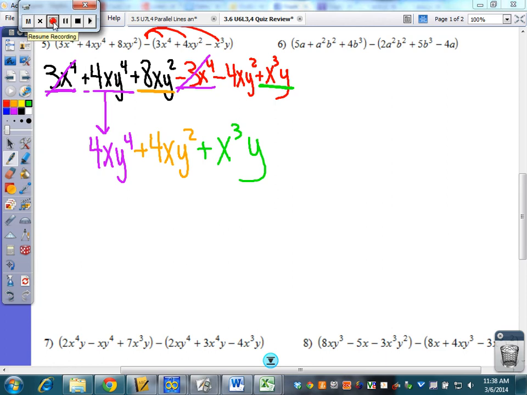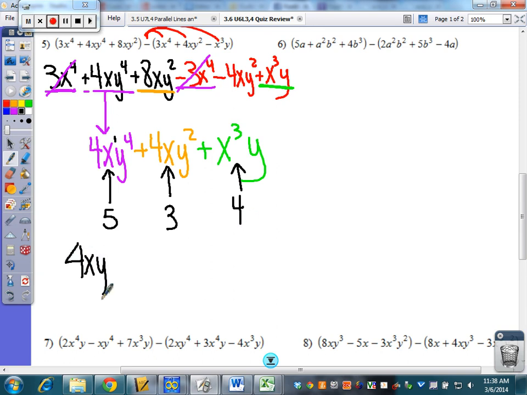Okay, so making sure that we place this in standard form, the degree of this monomial is going to be 5, because this is assumed to be an x to the first. The degree of this monomial is going to be 3, and the degree of this monomial is going to be 4. So when we rewrite that, it is 4xy to the fourth plus x cubed y plus 4xy squared.